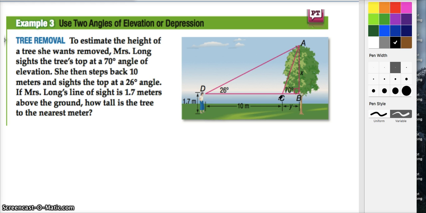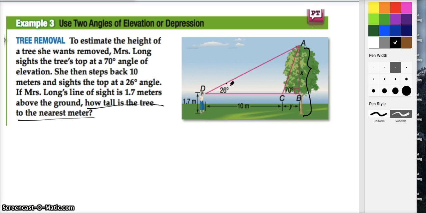So here's our two triangles. Here's Mrs. Long. Here she is at this height. We want to know what X is. What are we trying to find? How tall is the tree to the nearest meter? So we're looking for all of this. We're going to find X, but we're going to eventually have to add Mrs. Long's height to X. Just keep that in mind in order for us to find the height of the tree.